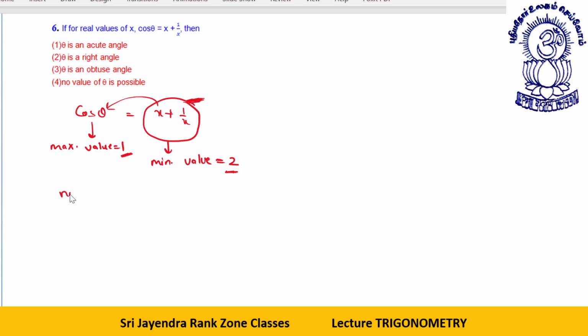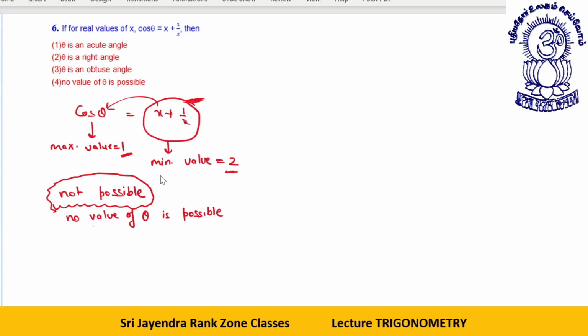So this is not possible. This equation is not possible. Clear this one? This equation is not possible. So no value of theta is possible. Am I clear? I hope I'm clear to all of you. Okay.